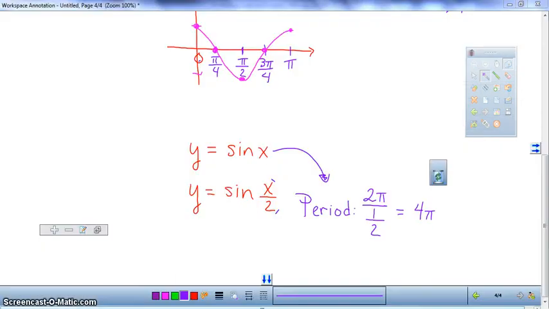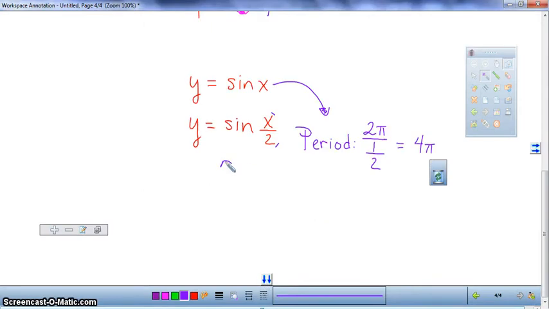Now I'm going to go back and graph it on my screen here. So basically it's going to stretch out the graph. I still need my 5 critical points. So here's 4 pi, and here's 0, the beginning and the end. The middle, halfway, is 2 pi. Quarter would be pi, so 1 pi, 2 pi, this one would be 3 pi.